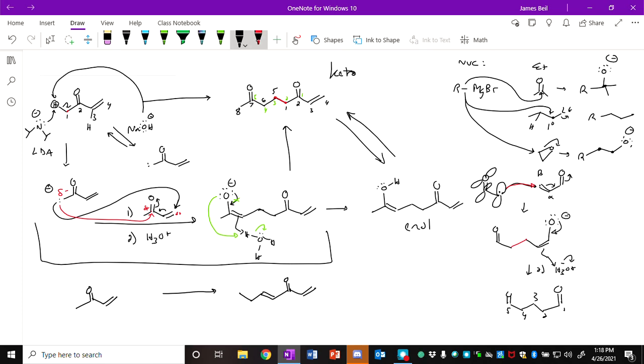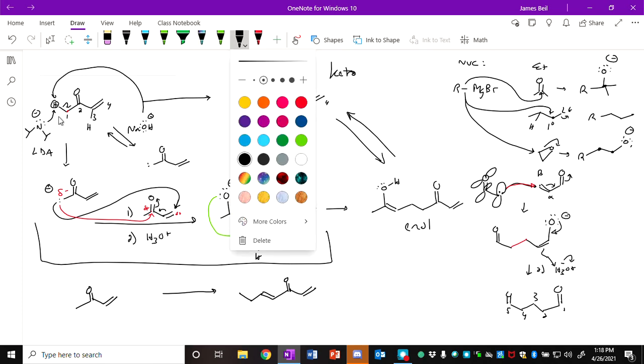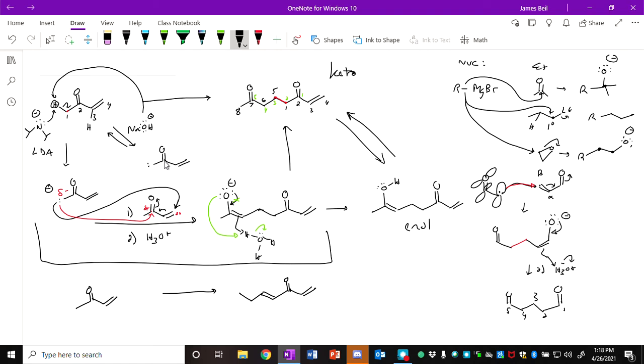I think I've got the same issue here, whether I make the enolate with LDA or NaOH. I want it to attack the beta carbon, not the carbonyl carbon, and that's not easy to control when I have a strong nucleophile like an enolate. So rather than forming the enolate, we could go with the Stork reaction. So let's talk about that option.